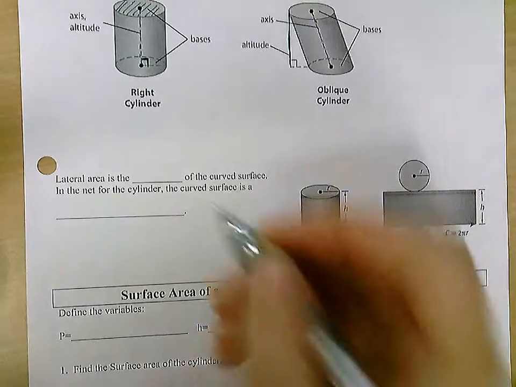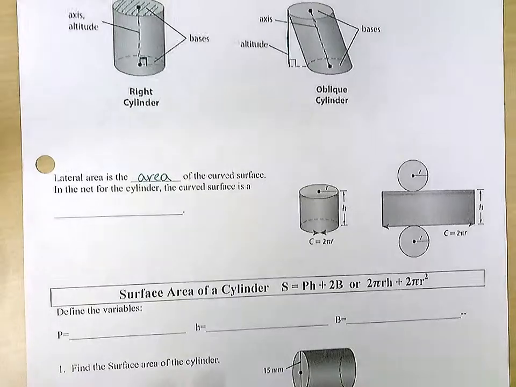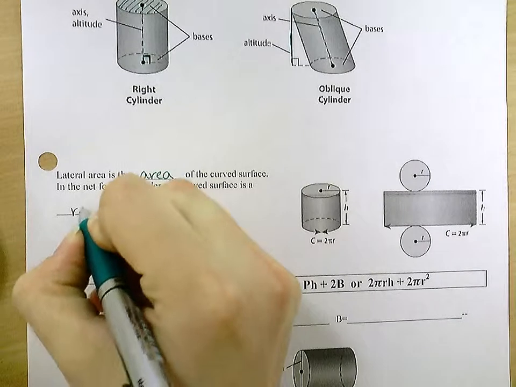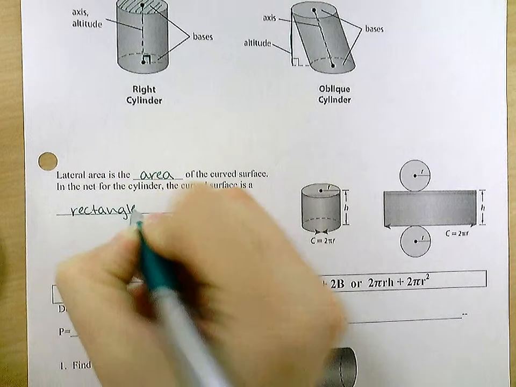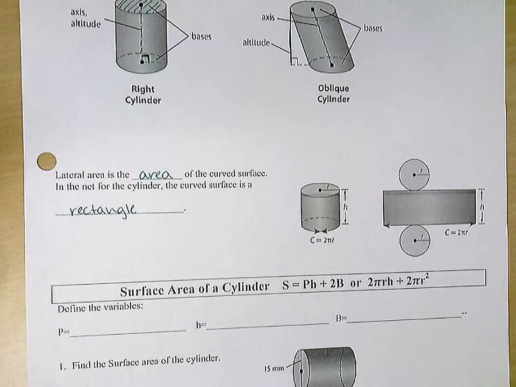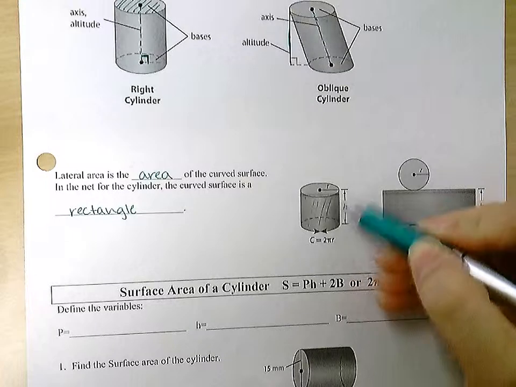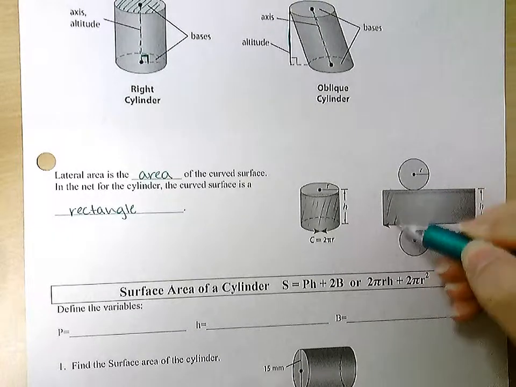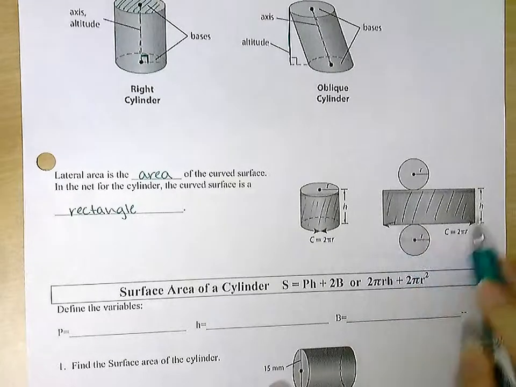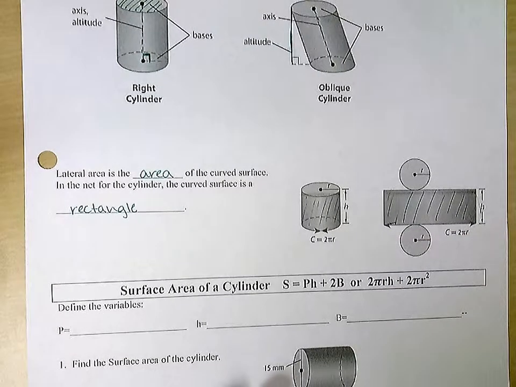The lateral area is the area of the curved surface. So again, lateral area is the area around your two bases. That's your curved surface around it. So again, we have this net. In the net for the cylinder, the curved surface is a rectangle. Your net lays everything out flat and two-dimensional. So this curved surface that you see here in our actual cylinder, if I were to spread it out, I would make this rectangular shape here.